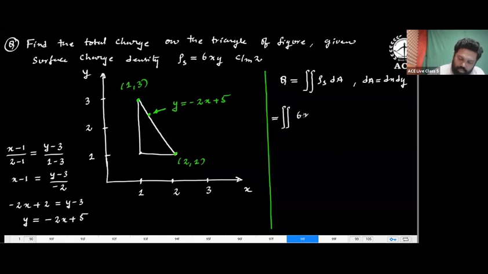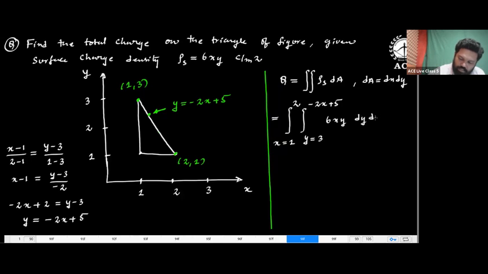Surface integral of 6xy. Y limits are from y = 3 to y = minus 2x plus 5. X limits are from 1 to 2. Here it is 6xy dy dx. First, I'm going to integrate with respect to y. Later, I'll change the x value so that I can cover that entire triangle. Clear?